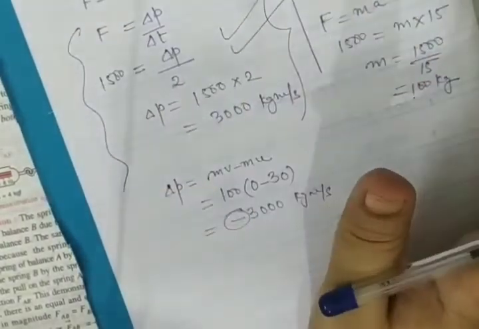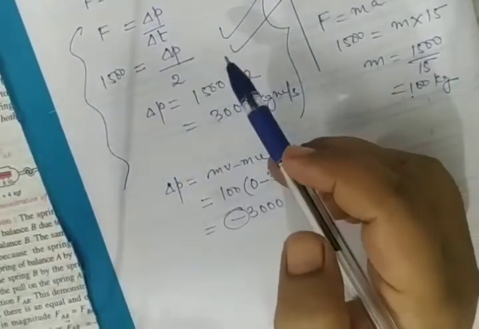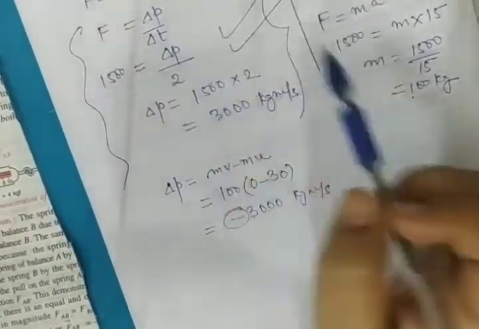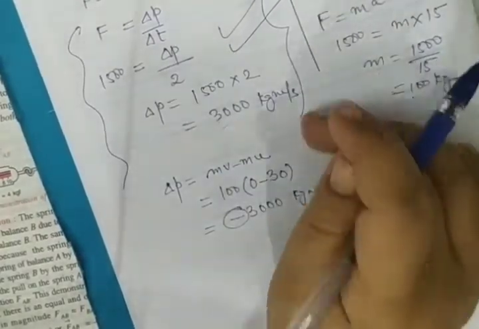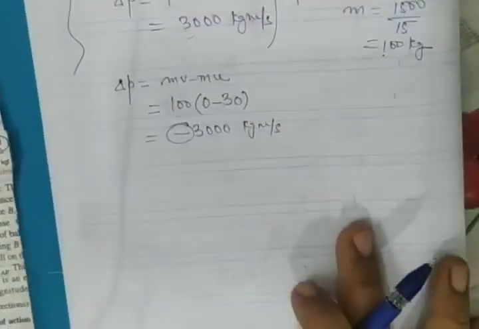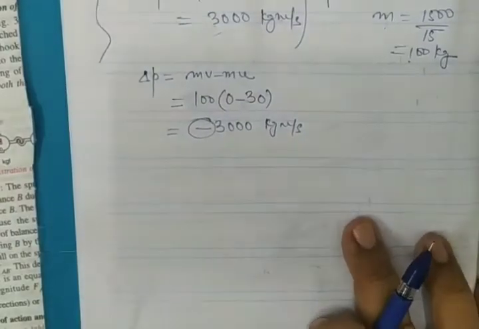Both are correct, because they have first asked delta P. At that time we did not know the mass, that is why this was also correct. So both the methods are correct. So hope you will be able to do all the numericals.